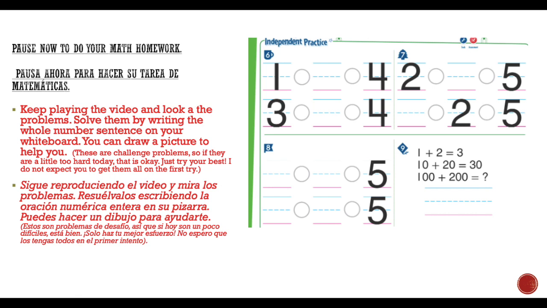Keep playing the video and look at the problems. Solve them by writing the whole number sentence on your whiteboard. You can draw a picture to help you. These are challenge problems, so if they are a little too hard today, that is okay. Just try your best. I do not expect you to get them all on the first try.